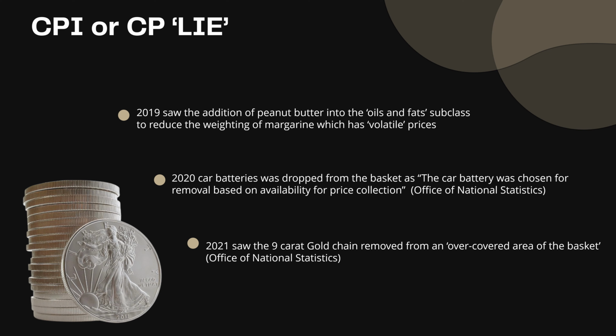But when you look at some of the reasoning behind the items, in 2020 car batteries were removed from the basket. The reason they gave, and this is a direct quote from the Office for National Statistics in the UK, was that the car battery was chosen for removal based on availability for price collection. Which is a little bit strange, because they were quite happy to get prices in previous years, but all of a sudden in 2020 they decided they couldn't get enough prices, so they had to drop it from the basket.